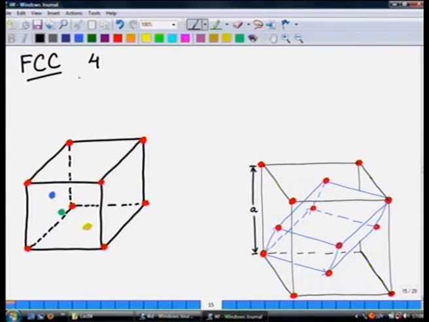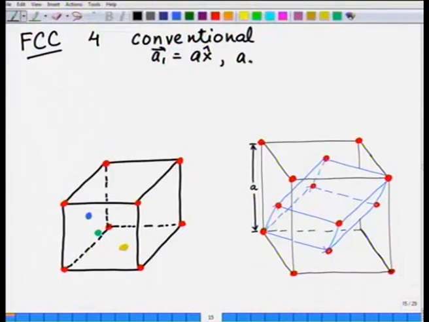One way is, of course, you make A1, A2, A3 as conventional unit cell vectors: A1 as A times X, A2 as A times Y, and A3 as A times Z, which is the same for BCC also, just that there is a point at the face centers also in this case, right? And you construct a unit cell using this and use that as a repeating unit, then you can generate FCC with four lattice points per unit cell.